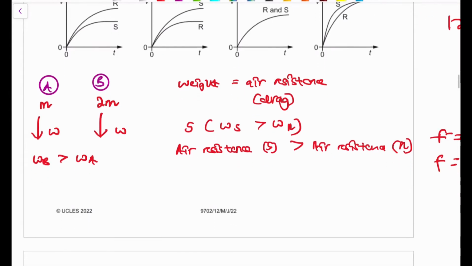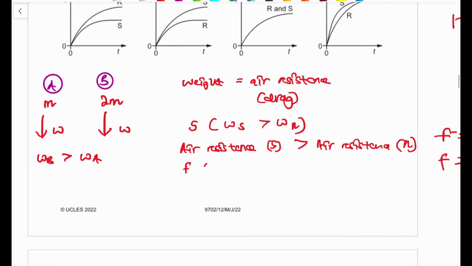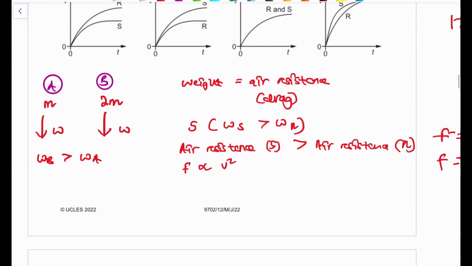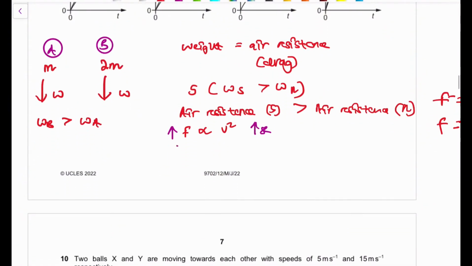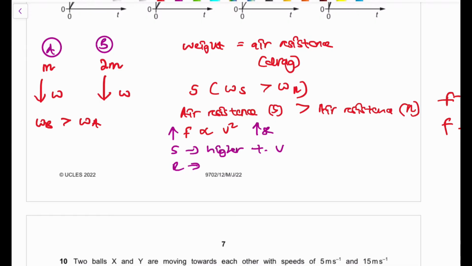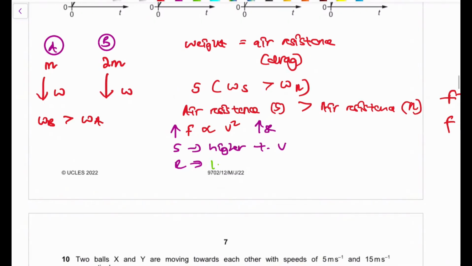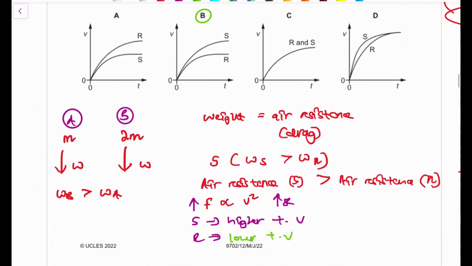But if the air resistance is greater, we know that the force is related to the velocity. A greater air resistance indicates also a greater force. So the stone is going to have a higher terminal velocity, and the foam rubber is going to have a lower terminal velocity. So the answer is going to be B. Stone with a higher velocity, the rubber with a slightly lower terminal velocity.